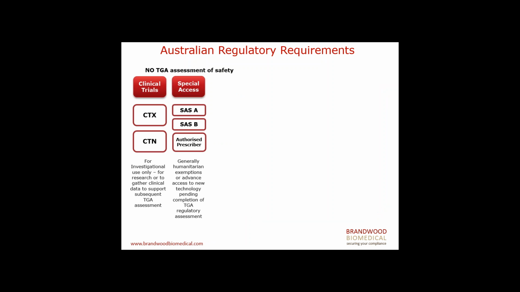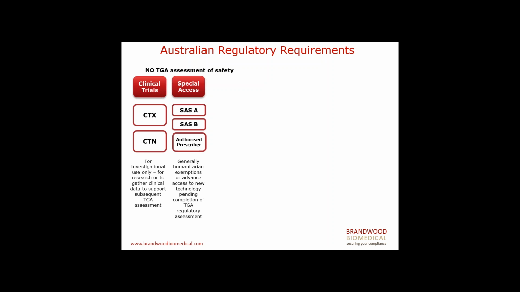The next group of devices exempt from entry is those eligible to go through the special access scheme. There are three categories: the SAS A, SAS B, and authorized prescriber. SAS A is usually for emergency cases. A clinician can use an unapproved device and gain approval for that device later if there's an urgent need to use it for a patient in an emergency case. The other one, SAS B, is not for immediate emergency, but for those where patients need the device, but the clinician has to get approval by TGA first. What normally happens is a correspondence between the clinician and the TGA, and TGA can approve that device and it can be used for the patient in need.